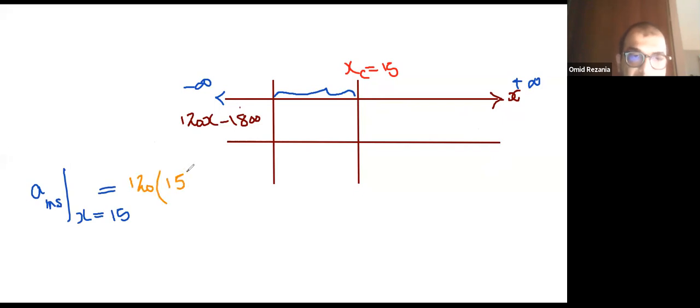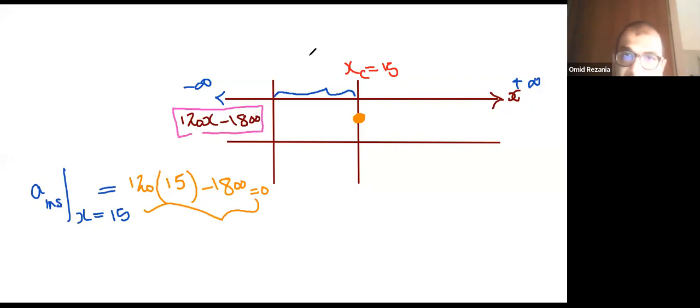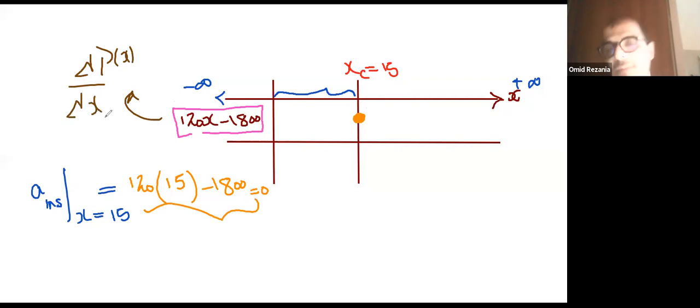120 times 15 minus 1800. Then how much does it become? 0, huh? Because we know that that was a root of our equation. That's why at x equal to 15, this equation which we have here, 120x minus 1800, which is itself the equation for dP/dx, the instantaneous rate of change, becomes 0.